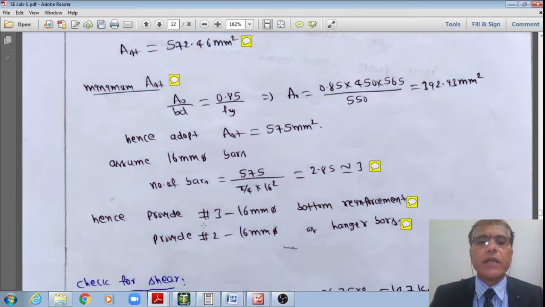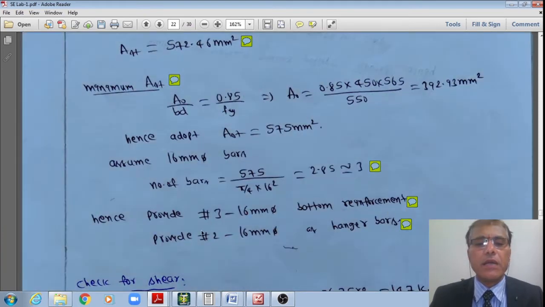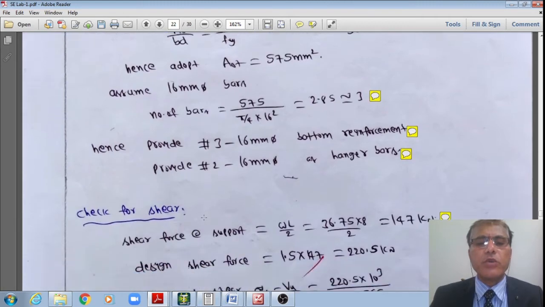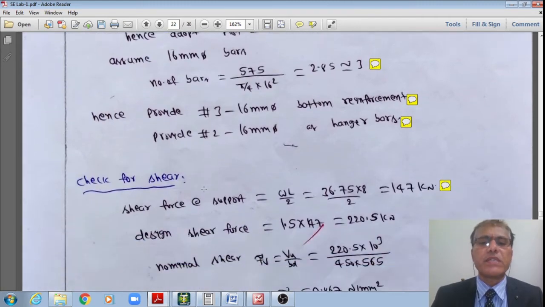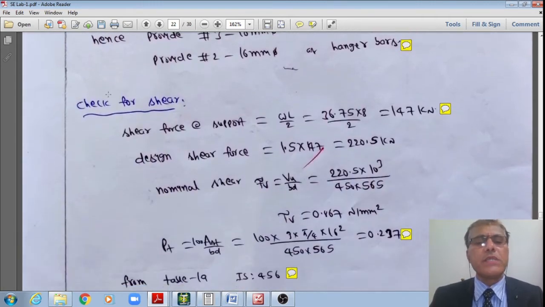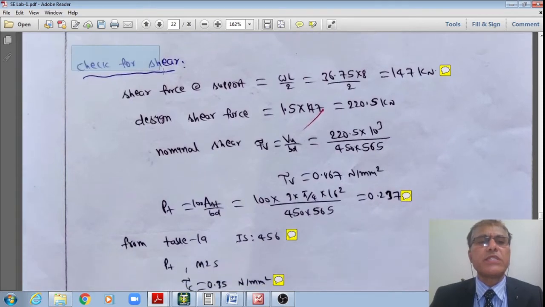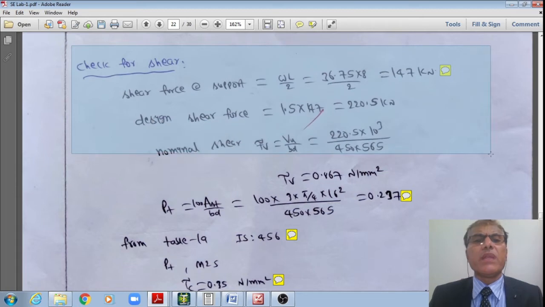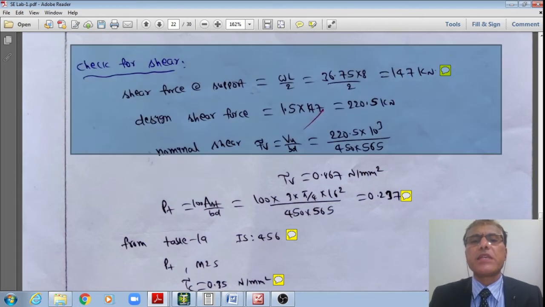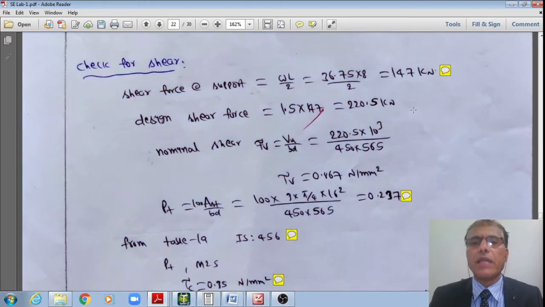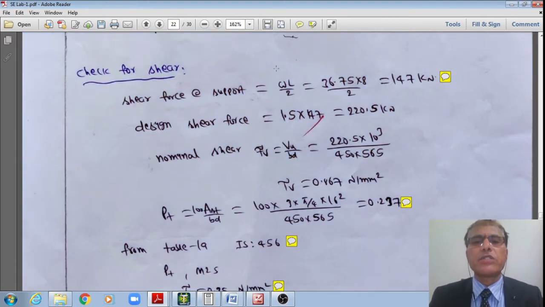That now works out, say, to some 3-16 mm dia bars, right? Now that is how the positive as well as negative reinforcement is fixed, right? Now, once I do the design for the flexure, I'll move to the check for shear. Therefore, now I do have the shear force at the support, right? Let me show the manual calculation, then I'll move to the STAAD calculations also, right?